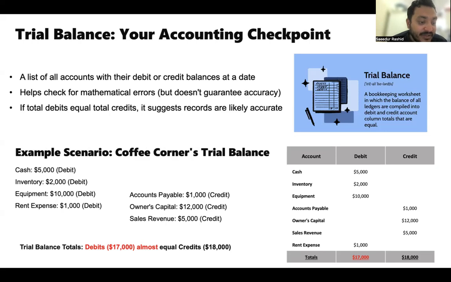While a small difference is not a major cause for alarm, it does warrant further investigation to identify and rectify the errors. However, noticing a close match between debits and credits, like in this example, is a positive sign that Coffee Corner's accounting records are likely on the right track.